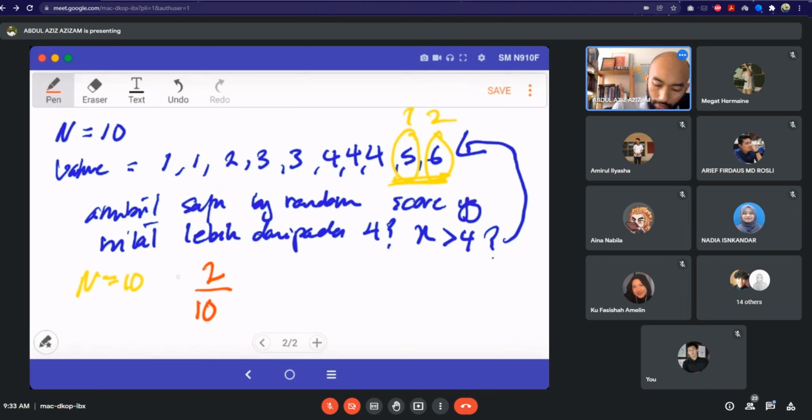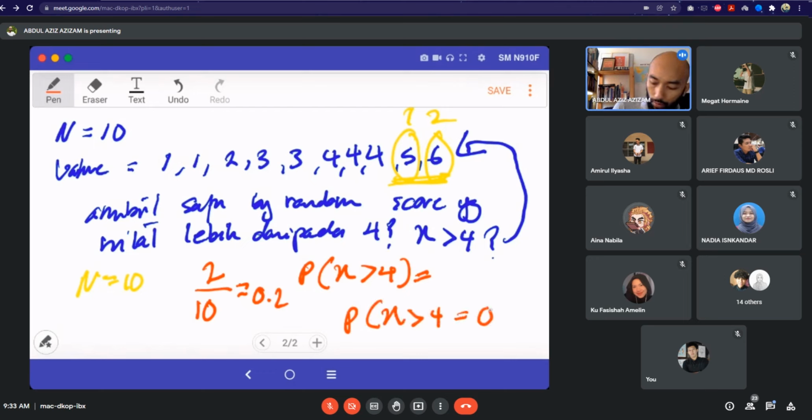Dapatnya 10 kan? So, P X tu, X greater than 4 sama dengan apa? Okay, kita buat calculation ni, kita dapat 0.2. So, kita dapat P X greater than 4 sama dengan 0.2. Boleh? Boleh bukan?